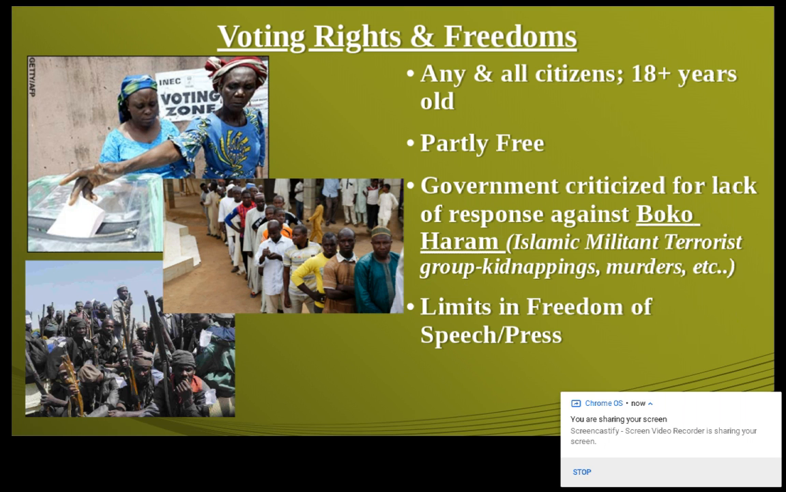In the United States, you have the ability to not agree with what the government's doing. You have the right to not support what the government's doing. So we do have freedom of speech and freedom of press. Unfortunately, this is restricted in Nigeria due to a lot of the issues that have been going on in recent years.